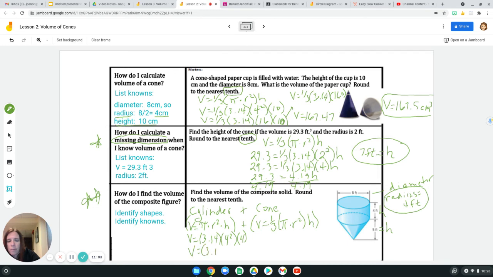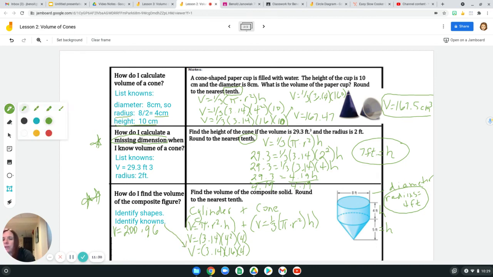So 3.14 times 16 times 4. 16 times 4 is 64. So in your calculator, you would do 3.14 times 64. So I'm going to write that volume over here because I want to add them vertically. That's 200.96. That's right here. Okay.